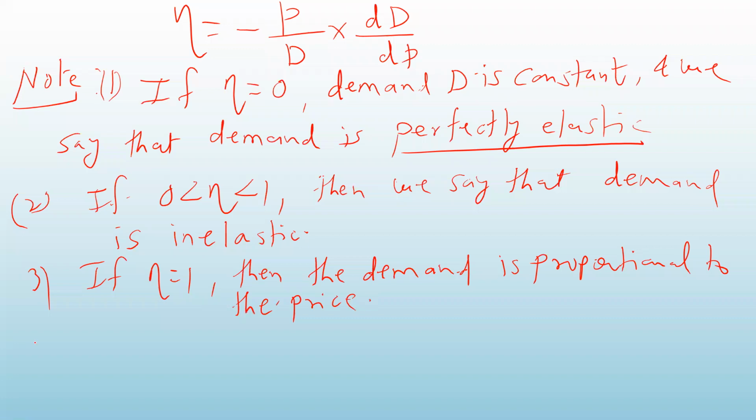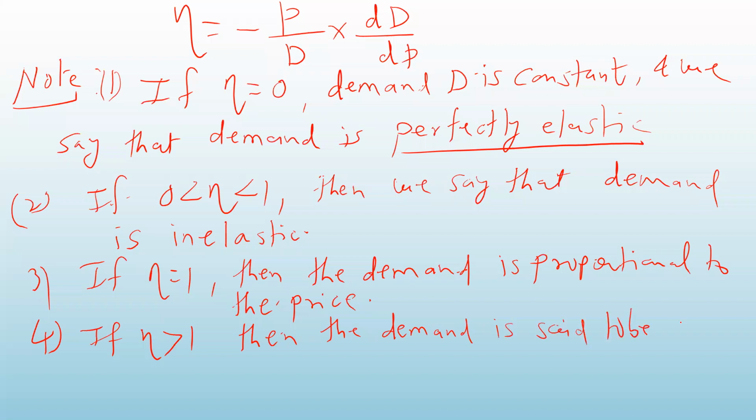And if eta is greater than 1, then we say that the demand is elastic. Then the demand is said to be elastic.